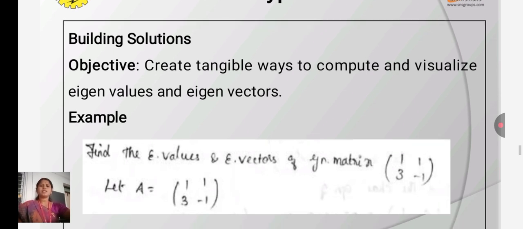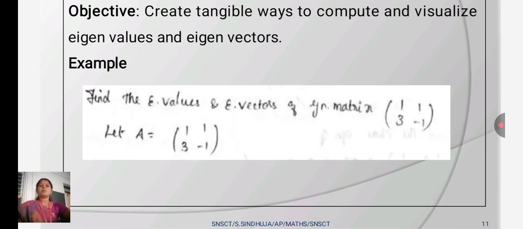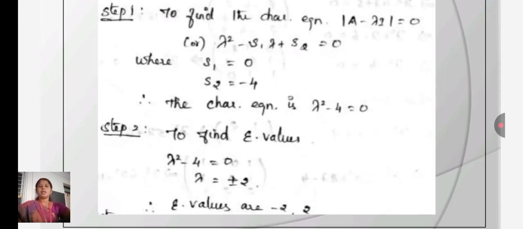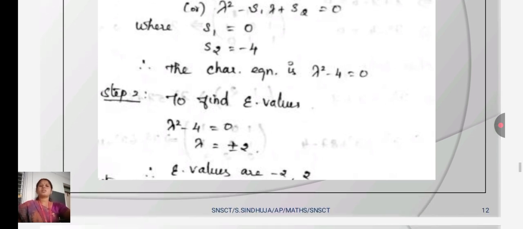With the help of these concepts, eigenvalues and eigenvectors, we are building a solution. Let us give an example with the 2 by 2 matrix 1, 1, 3, minus 1. Let us take it as capital A and find the characteristic equation by the formula determinant of A minus lambda I equal to 0, or lambda square minus S1 lambda plus S2 equal to 0, which will be step 1. What is S1? That is nothing else but the sum of the main diagonal elements. What is S2? The determinant. Clear? So S1 is 0 here and S2 is minus 4. So we get the characteristic equation as lambda square minus 4 equal to 0.